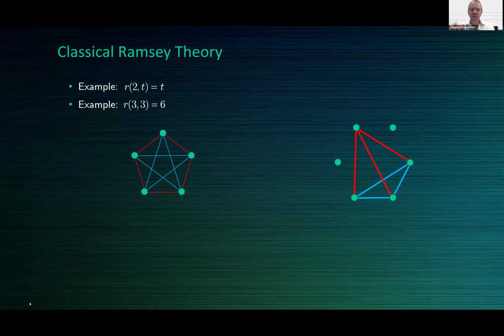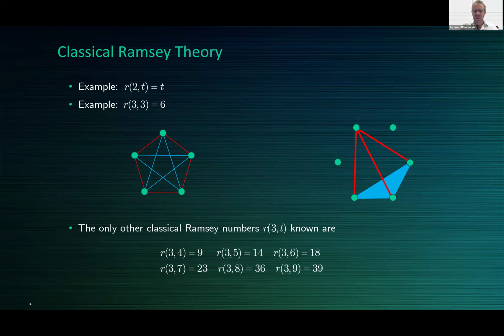And so that's a little proof that R33 is at most 6. And in fact, that is what lies behind a general upper bound on these Ramsey numbers. It isn't clear a priori that these Ramsey numbers even exist. It requires a proof to show that R of S,T is actually bounded as a function of S and T.